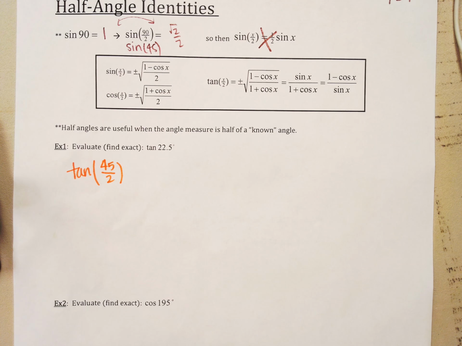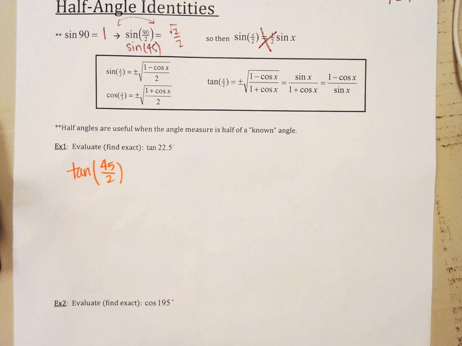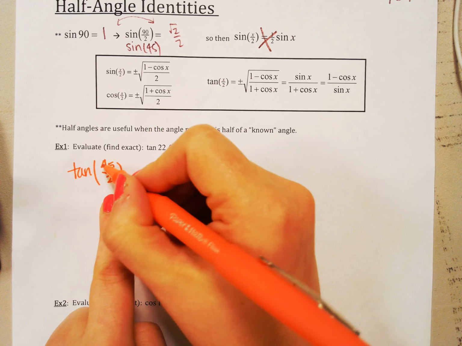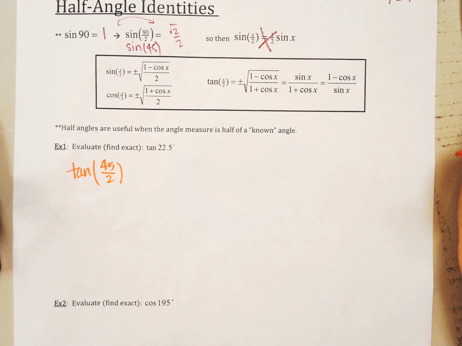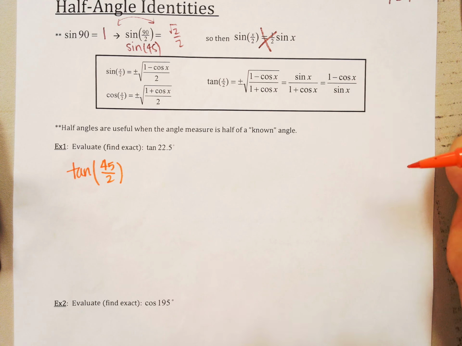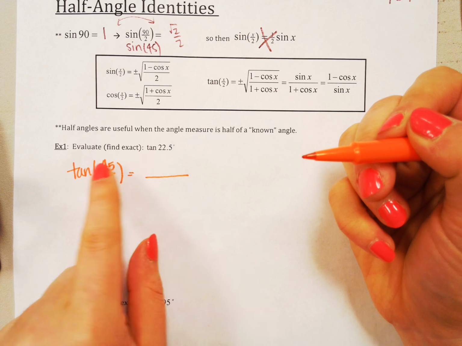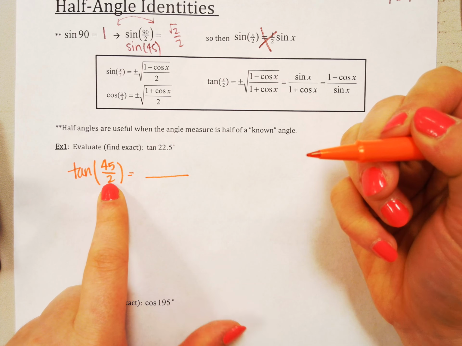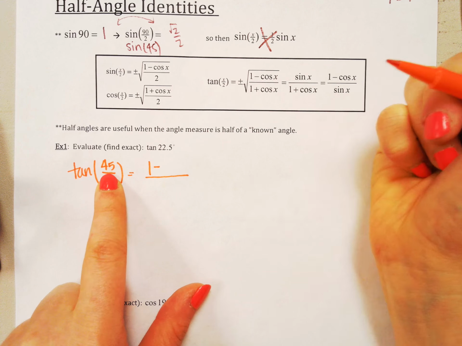Once I come up with an angle that I know, that gives me the angle I'm looking for, I can apply my identities. So this is now my x value in my identities, and it doesn't matter which one you pick. I'm going to pick this last one just because. Since 22.5 is half of 45, I can use my known angles. That's going to be my x value, the 45.